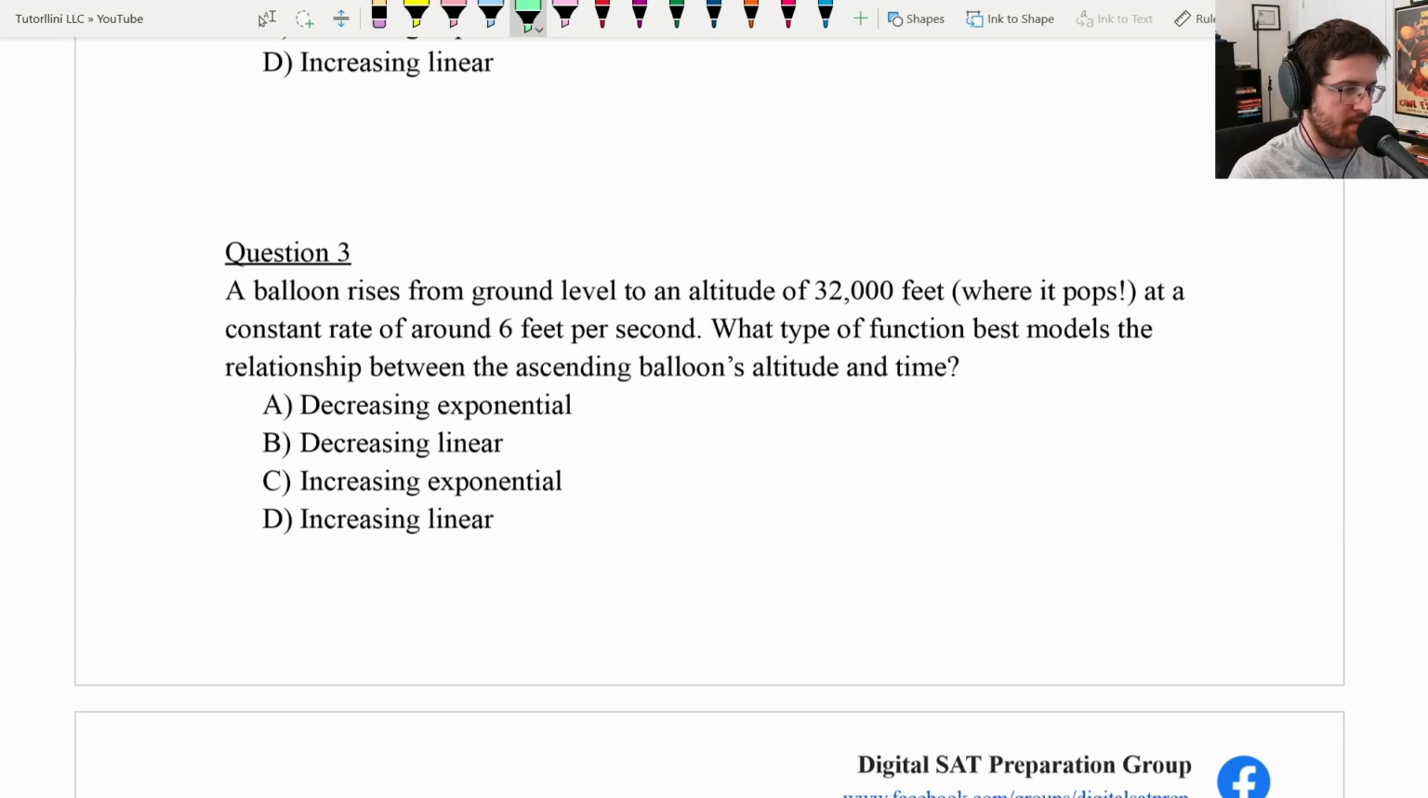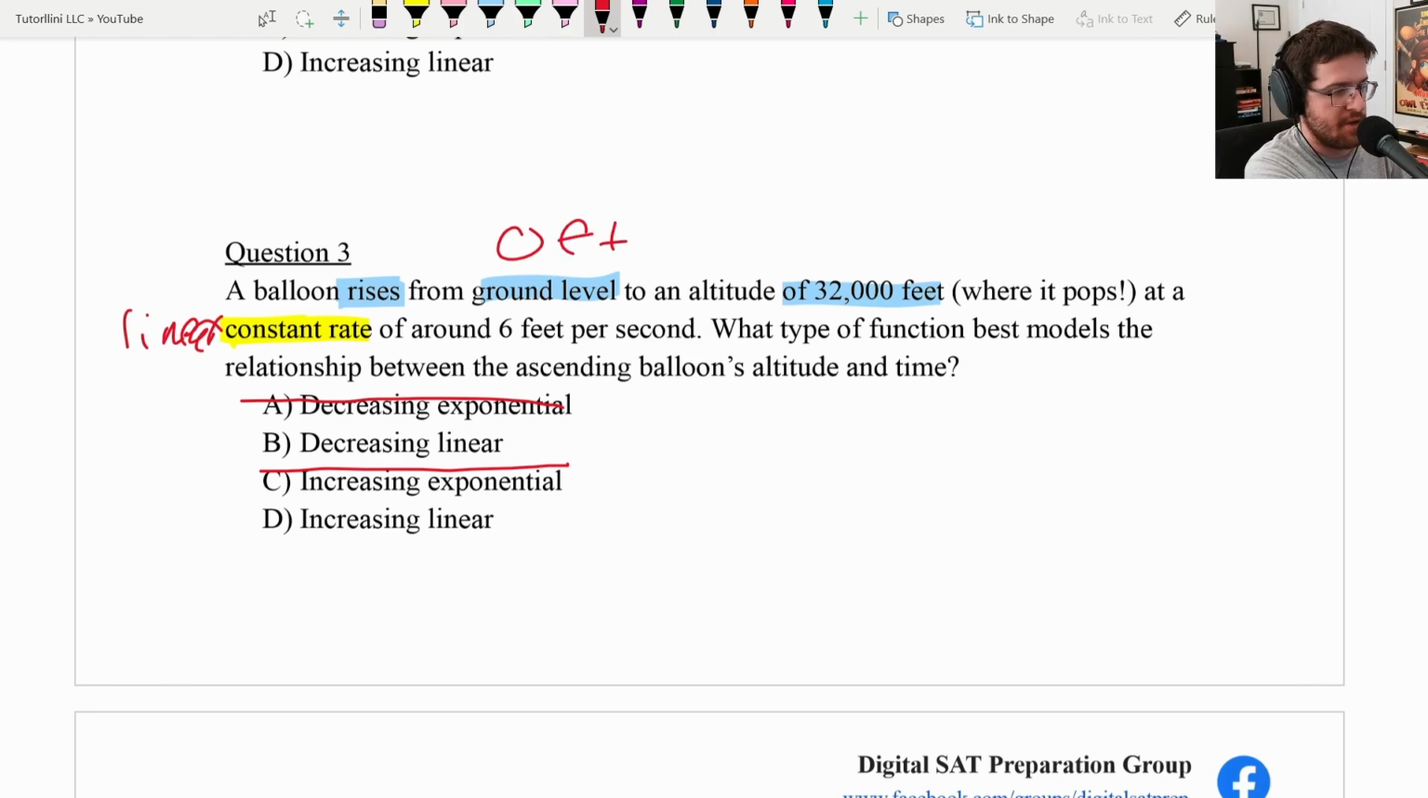Okay, question 3. So this one says it's changing at a constant rate. Right away, that tells me it is linear. Linear relationships have a constant rate of change. So I'm actually going to cross off the ones that say exponential. And it also says that the balloon rises from ground level to 32,000 feet. Okay, so it's essentially going from 0 feet to 32,000 feet. That's getting bigger. So that is definitely growth. So the answer is increasing linear.